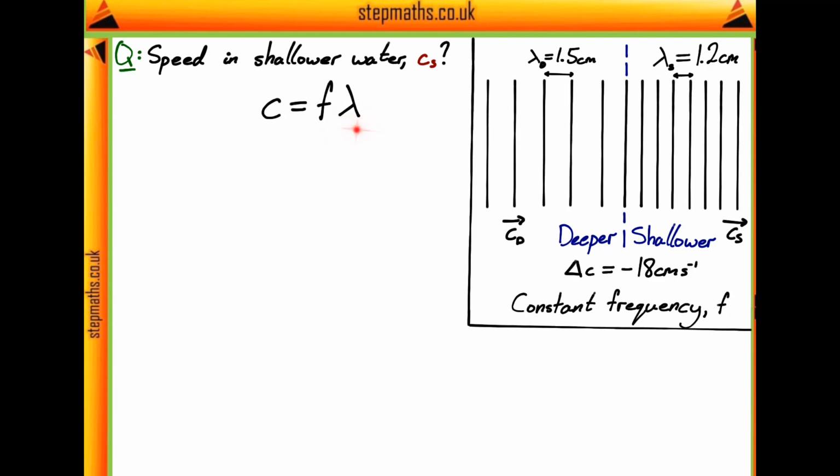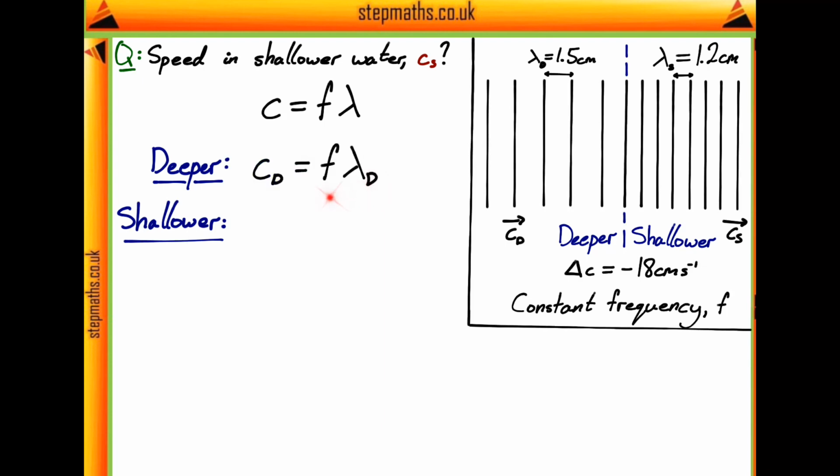Now the first thing we could probably do with it is to consider it in our deeper and shallower water. In the deeper water, we can substitute in our speed and wavelengths, denoted here. And for shallower water, we can sub in our new speeds and wavelengths here, with the same frequency for both, because we're told that it's a constant frequency and the frequency doesn't change between the two.